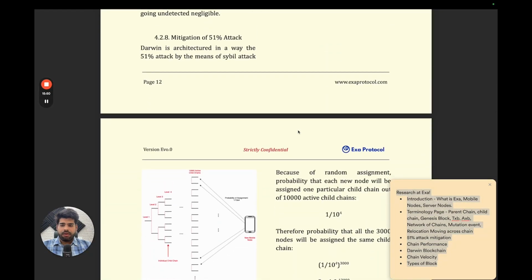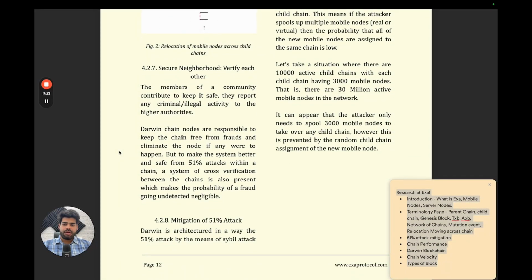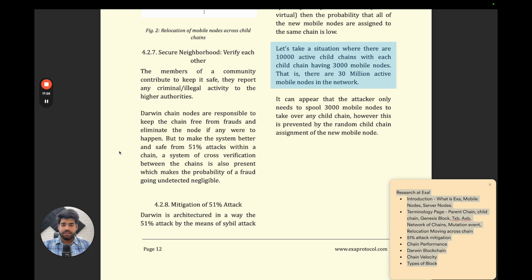Now let's talk about one particular attack that everyone has intensively read about, the 51% attack on a distributed network. With Darwin, we have architected it in such a way that a 51% attack by means of Sybil attack is practically impossible. So let's take a situation where there are 10,000 child chains in the network, and there are around 3,000 mobile nodes in one child chain. This will mean that there are about 30 million active mobile nodes in the network.